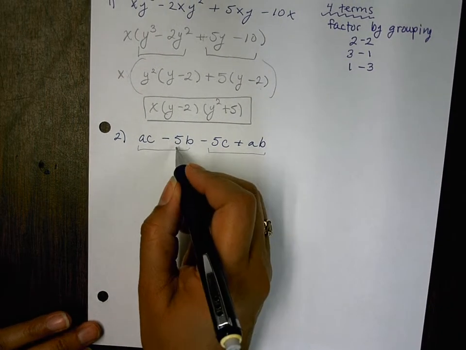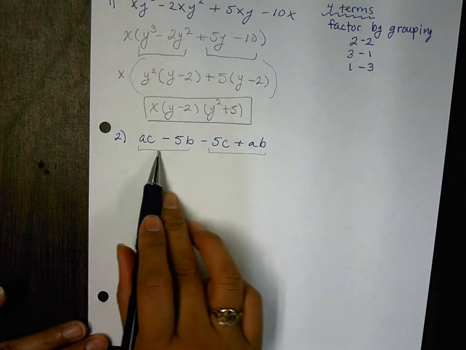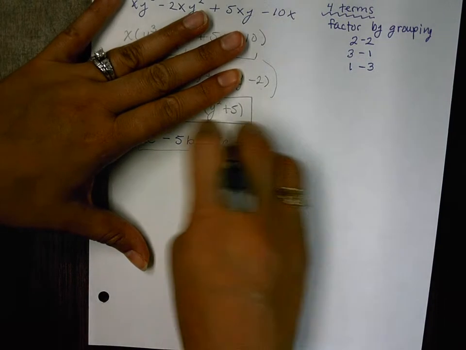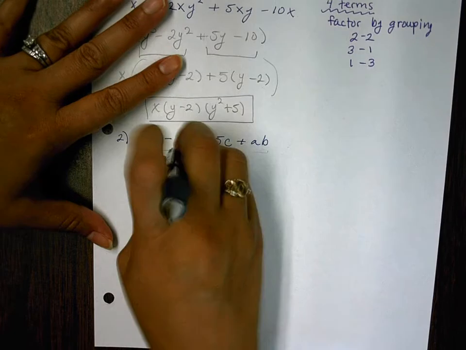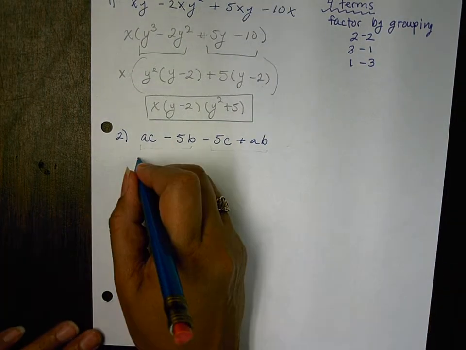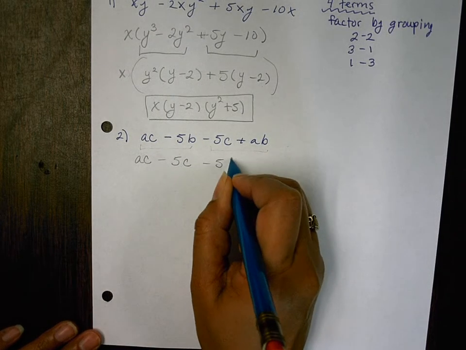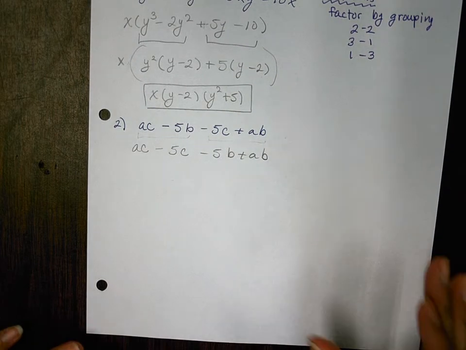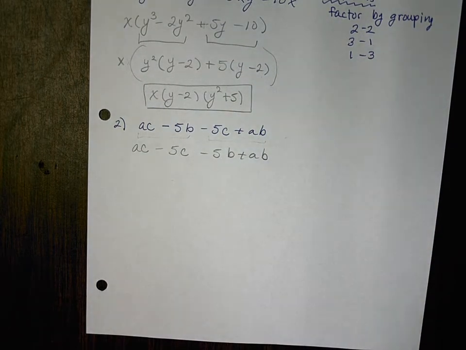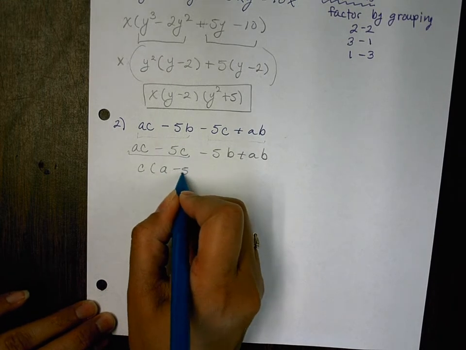Is there a GCF there, or do I have to do some rearranging? Yeah, it looks like we're going to have to do some rearranging because you can see that there's no GCF here. When you rearrange, there are multiple ways. One person might do it one way, another person might do it another way, but in the end, we should all end up with the same answer. So I'm going to put AC minus 5C and then negative 5B plus AB. Somebody else may pick a different way to regroup it. This is how I'm going to do it. GCF here is a C, leaving behind an A minus 5.